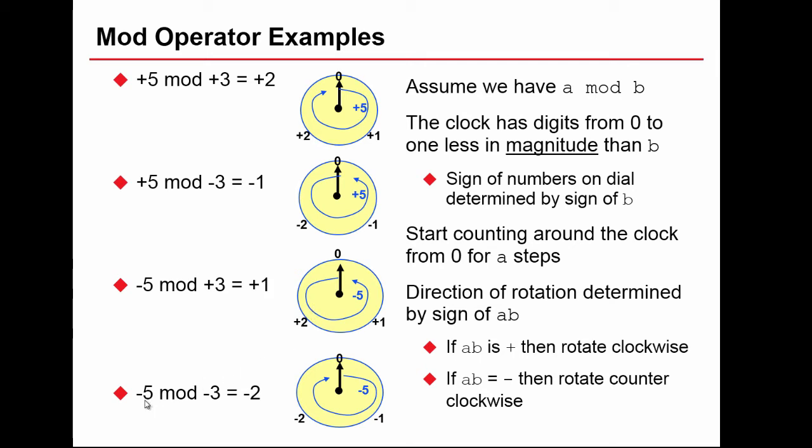And for -5 mod -3, the numbers on the dial are going to have a minus sign in front of them because the second operand does. And the product of A times B is going to be positive, therefore we'll go clockwise. So from 0 we count 1, 2, 3, 4, 5. Okay, so that's how you can do it in your head.